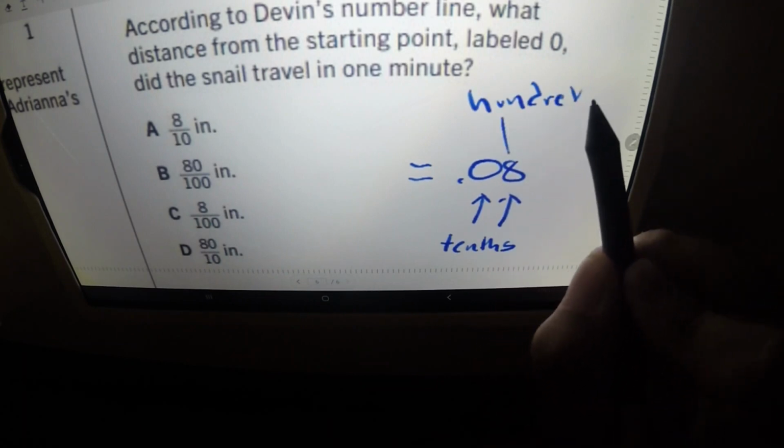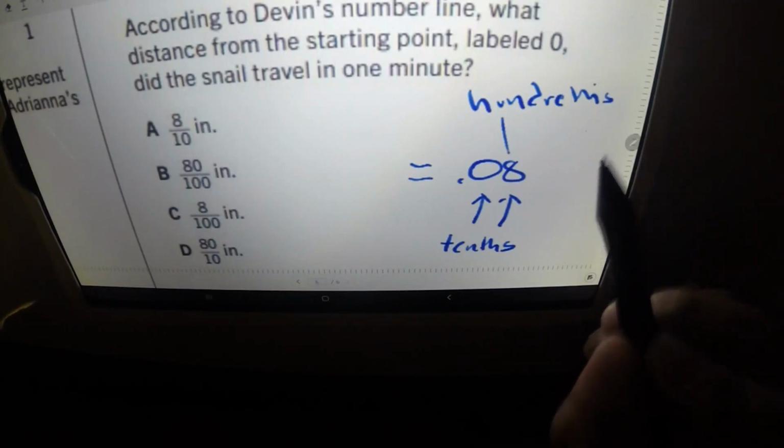Hundredths, right? Did I spell that right? Who knows?